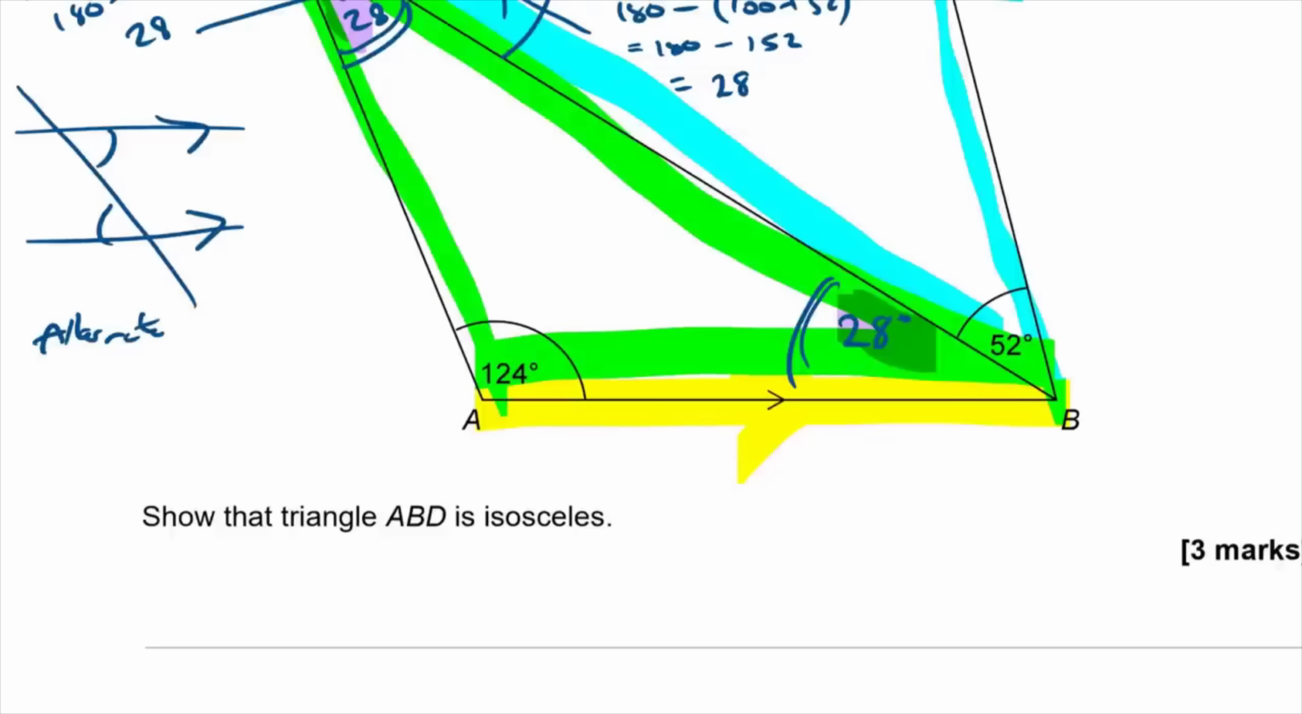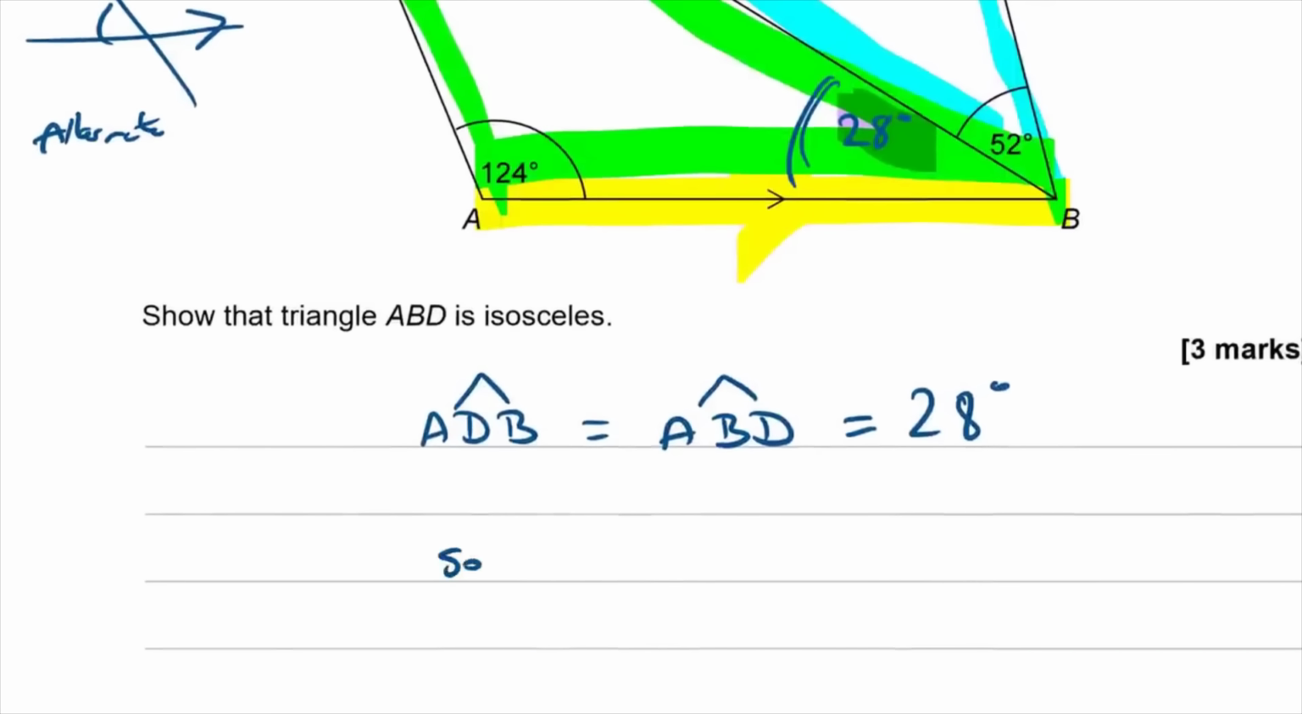So we can say that angle ADB is equal to angle ABD, and that's equal to 28 degrees. So triangle ABD is isosceles. Okay, done. Mr. T, he's the best.